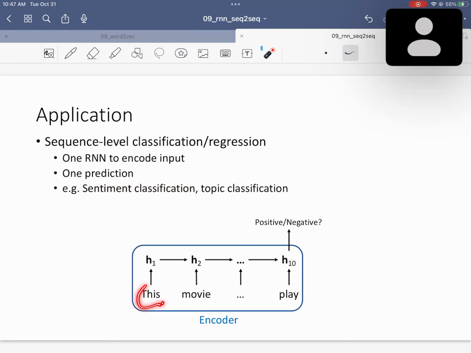After you feed all the tokens in your sentence or in your sequence, you do one final classification, whether the sentence is positive or negative, or topic classification as well. Like if this text is sports, celebrity, politics, science, international, as in news classification. So there's one RNN to encode input and one prediction at the end. So that is the sequence level prediction.